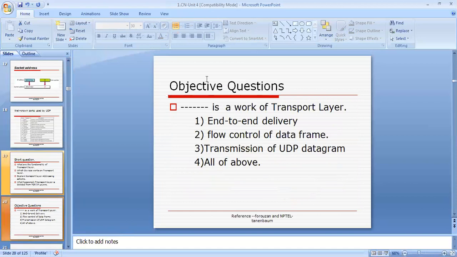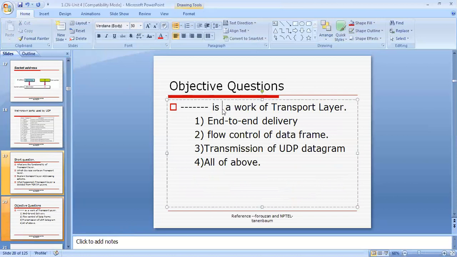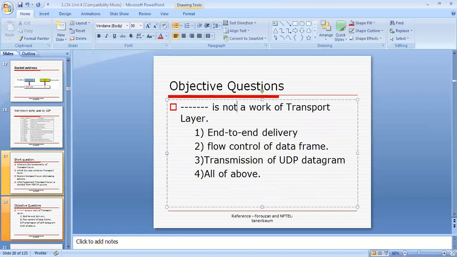Now these are a few objective questions we will study. Question number 1: which is not a work of the transport layer? End-to-end delivery, yes, definitely it is a responsibility of the transport layer. Point number 3, transmission of UDP datagram, again it is a responsibility of the transport layer because the UDP protocol is defined at the transport layer.